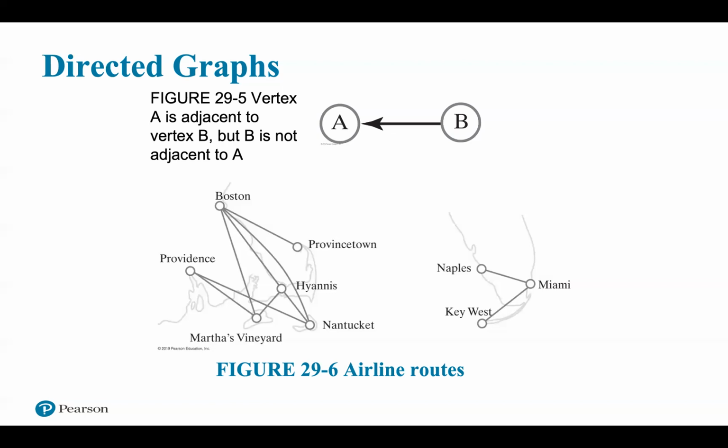Well, let's think about airline routes. A graph that represents the routes that an airline flies is similar to one that represents a road map. They are different, however, because not every city has an airport and not every airline flies to or from every airport. For example, the graph in figure 29.6 shows the flights for a small airline on the eastern coast of the United States. The graph is undirected and consists of two subgraphs that each are connected. The entire graph, however, is disconnected.